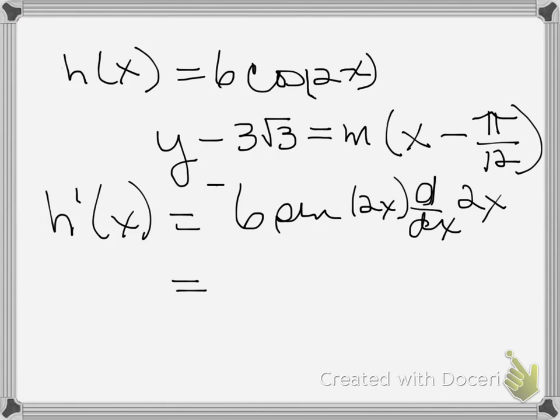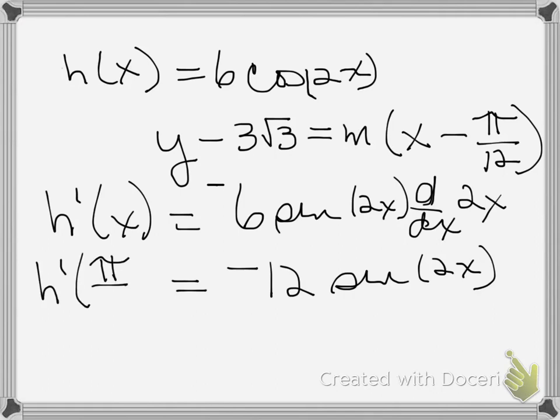So this is going to equal negative, and this derivative is 2, so 2 times a negative 6 gives me negative 12, and then I have sine 2x. Now, I need to have the slope of the function, not just the generic slope, the slope of the function at a certain angle, and that certain angle was pi over 12. So this is what I'm looking for. So instead of having my x here, I'm going to erase this x, and in its place, I'm going to put pi over 12.